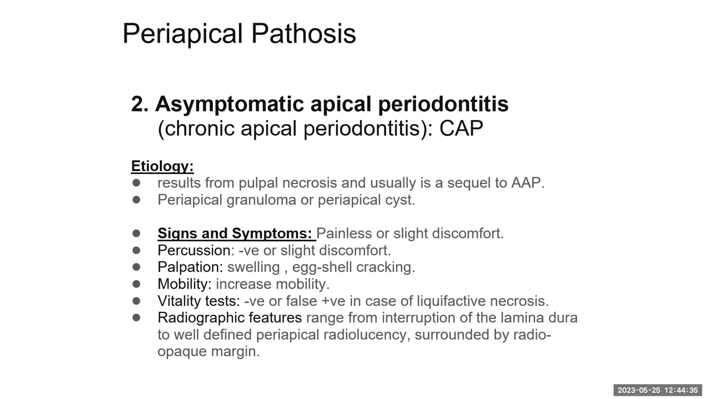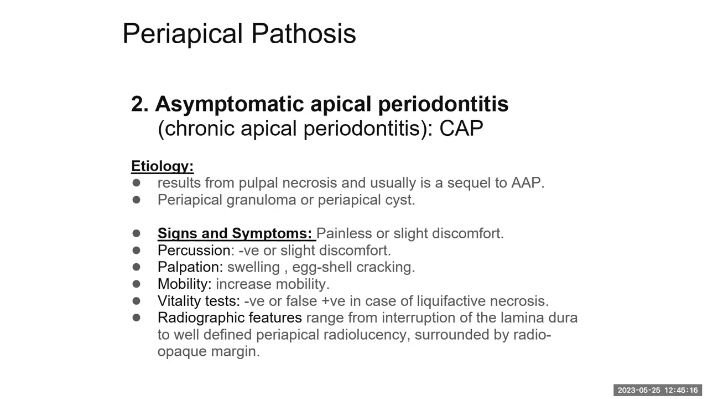Asymptomatic apical periodontitis or chronic apical periodontitis usually results as a sequela of acute apical periodontitis or pulp necrosis. Histopathologically, it's the periapical granuloma or a periapical cyst. Clinically known as chronic apical periodontitis or asymptomatic apical periodontitis. That means it's a granuloma or periapical cyst. I cannot distinguish it clinically from the clinical signs and symptoms.